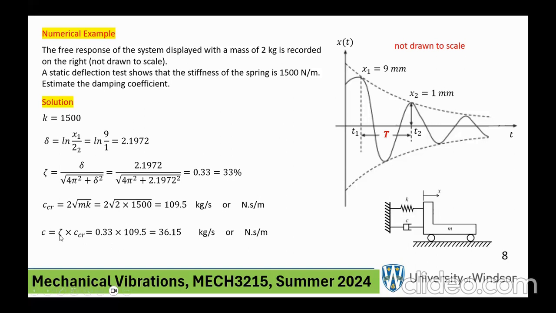Zeta itself is C over C critical, so C is zeta times C critical, plug it in, and this is your damper value, damper coefficient. There. Newton second per meter or kilogram per second. Okay. All right, so we did this problem.